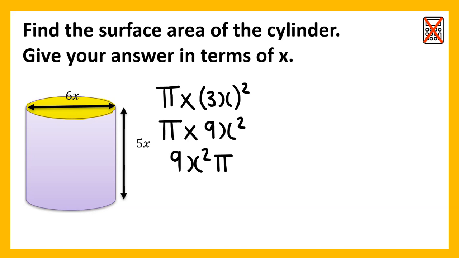Now because we have 2 of the circles, we multiply by 2, meaning the area of both of the circles would be 18x squared lots of pi. Next, we need the area of the curved rectangular face around the middle.